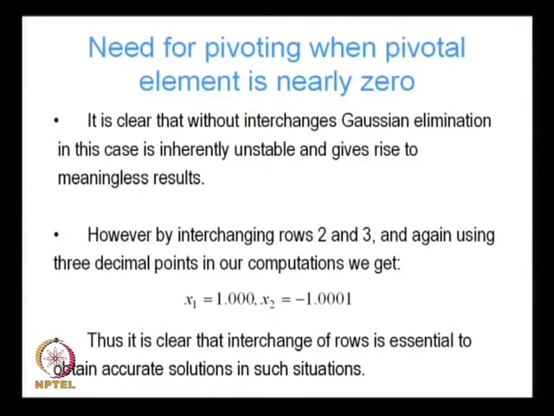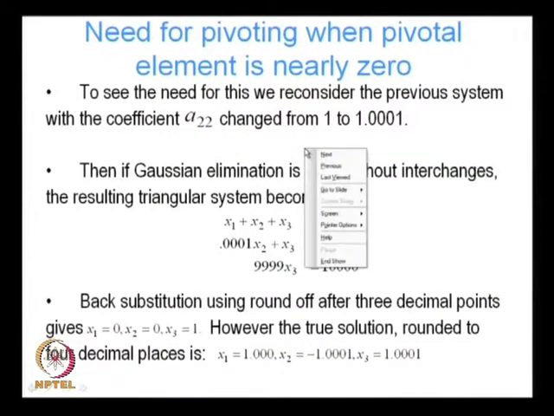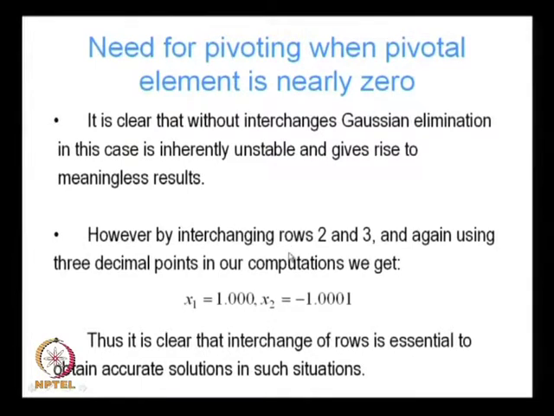It is clear that without interchanges, Gaussian elimination is going to be inherently unstable and will give rise to meaningless results. However, by interchanging rows 2 and 3 in this equation, and again using 3 decimal points in our computations, we could get x1 equal to 1 and x2 equal to minus 1.0001, which is almost exactly the true solution. Thus, it is clear that interchange of rows is essential in order to obtain accurate solutions in such situations.